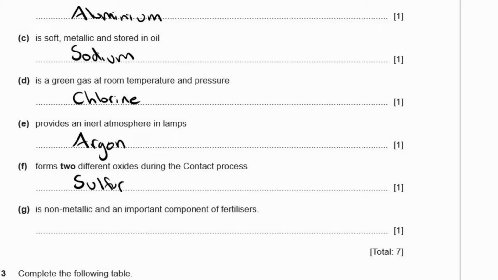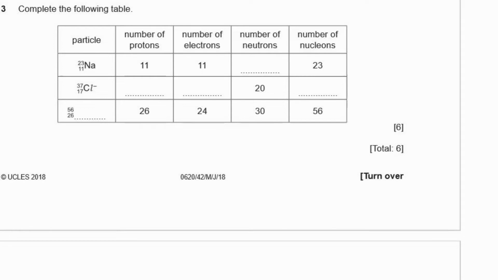And G, which one is non-metallic and an important compound of fertilizers? And that one is phosphorus. So that's phosphorus. Question 3, complete the following table. Okay, so this is number of protons, electrons, neutrons, and nucleons. So remember, in an uncharged element, the number of protons and electrons are going to be exactly the same. In a charged element, well, the charge will make it so that they're not the same. The number of protons and neutrons added together is the number of nucleons.